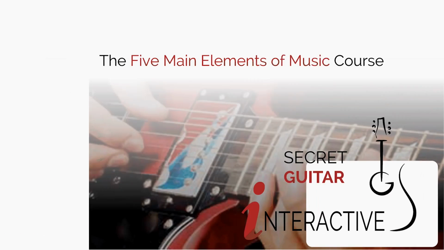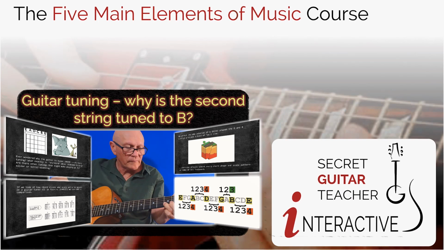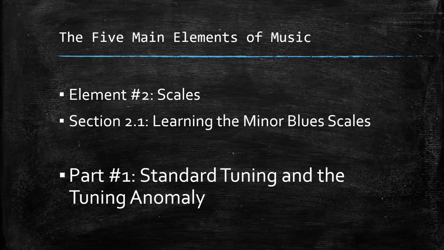This video is a sample from the Secret Guitar Teacher Interactive course, The 5 Main Elements of Music. The 5 main elements of music. Element number 2, scales. Section 2.1, learning the minor blues scales.